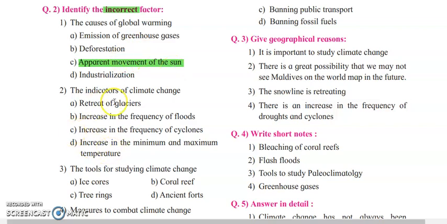Next, the indicators of climatic change. By which things can you understand there is a change in the climate? You have options like retreat of glaciers, increase in the frequency of cyclones, and increase in minimum and maximum temperature. So the right answer is increase in minimum and maximum temperature. Next, the tool for studying climatic change. You all know ice core, tree rings, coral reefs. By all of them you can understand the history of the climatic change, except the ancient forts.